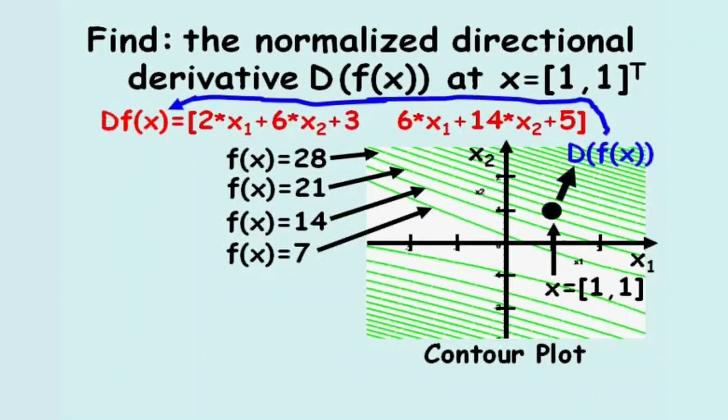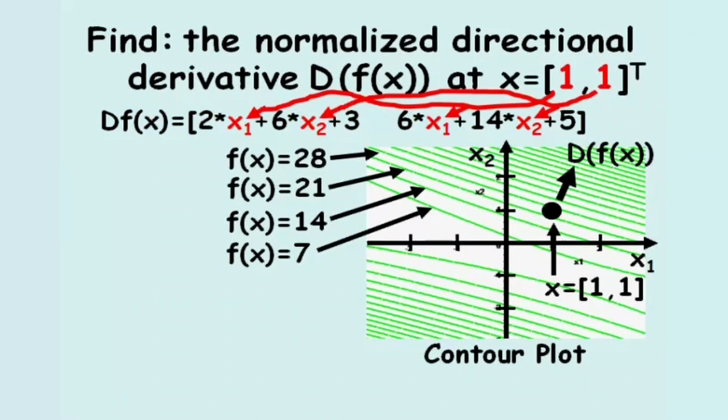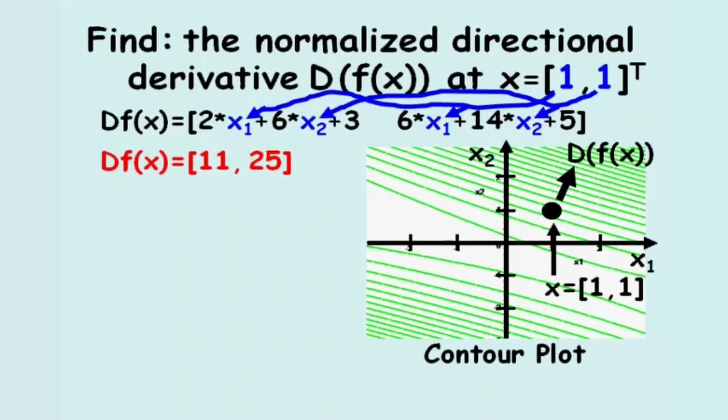Therefore, to find the directional derivative, all we need to do is plug in 1 and 1 for x1 and x2, and our directional derivative equals 11, 25.